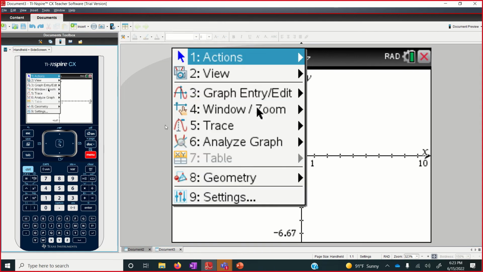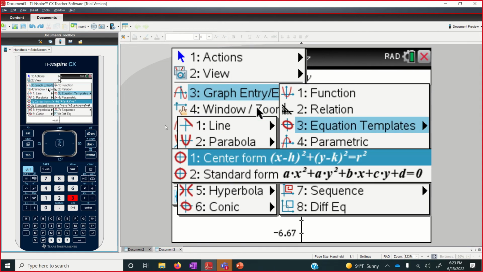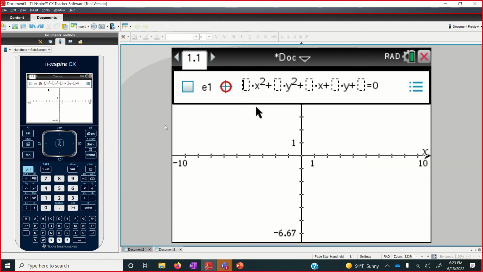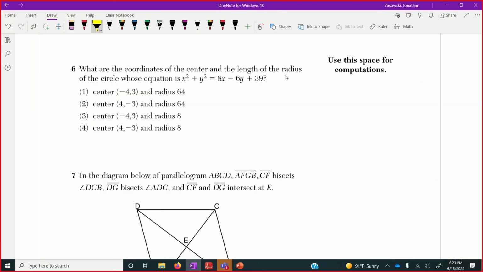Just menu, 3, 3, 3, and then 2. Now to put it in that form, notice that everything has to be on one side of the equal sign. So we're going to have to take this equation and rewrite it by moving over the 8x, adding the 6y, and subtracting 39 to get this thing equal to 0.